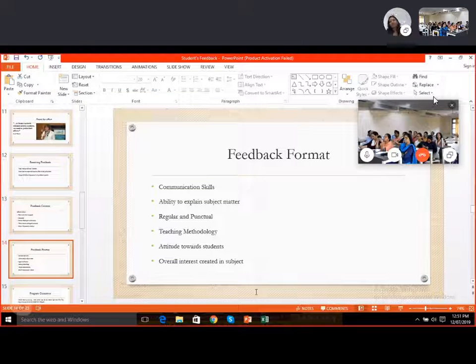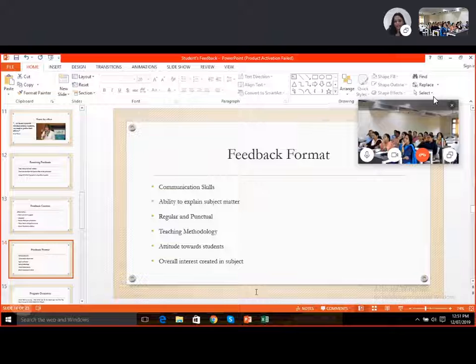The feedback form, the parameters of the feedback format are, as I explained earlier, in the sheet I have already shared with you. First, the communication skill of the teacher, the ability to explain subject matter. Why? Because if I am very good in a particular subject, but I cannot explain that subject to my student, then there is no value of my knowledge. So it is very necessary to have feedback about our ability to explain the matter of that subject.